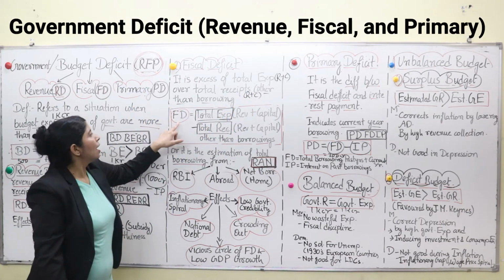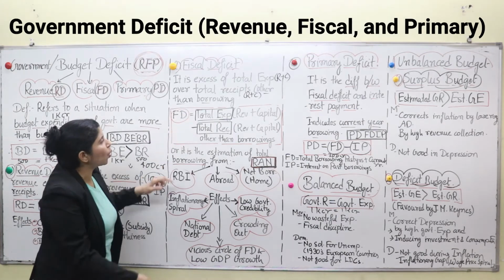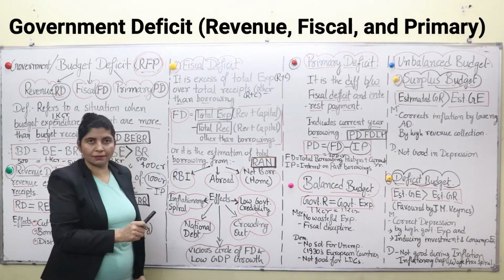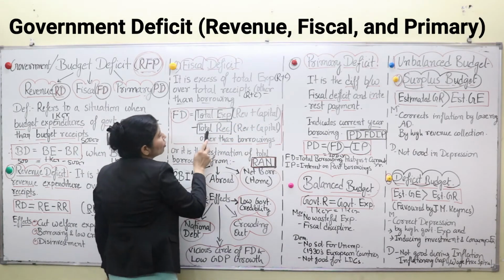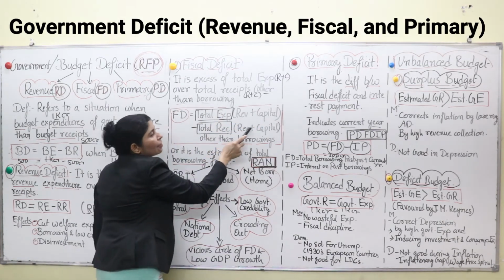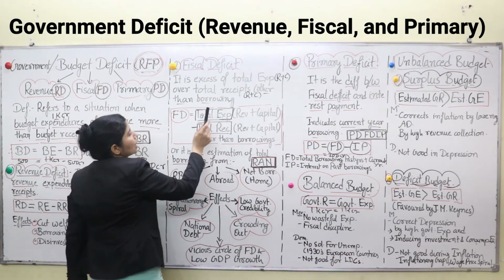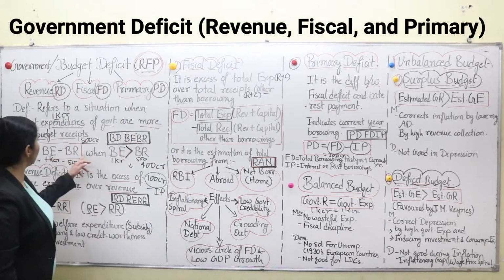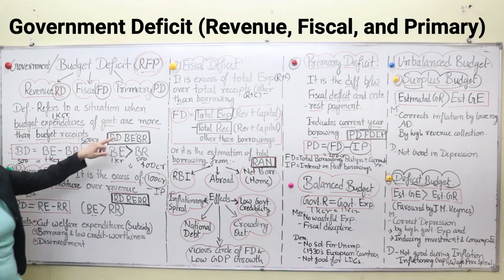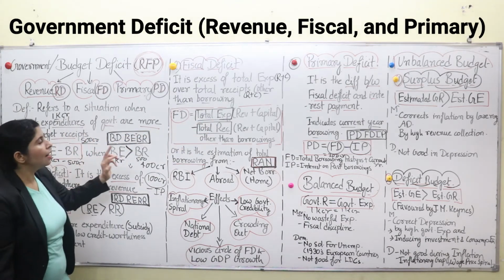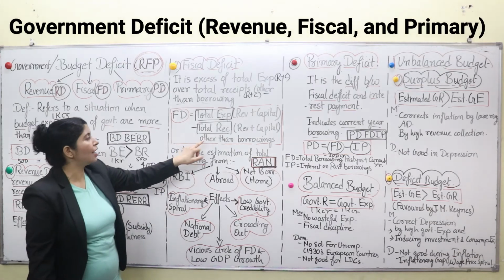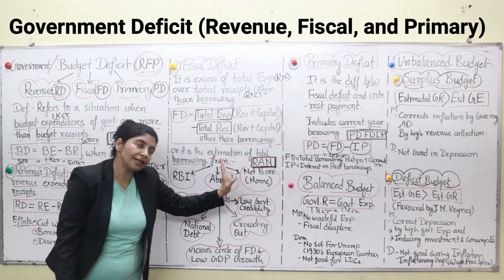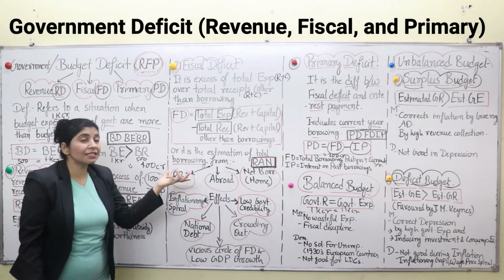Here FD is equal to total expenditure minus total receipts. And what is total expenditure? Revenue plus capital. And what are total receipts? Again, revenue plus capital. Simple formula, expenditure minus receipts. In the same manner, here also expenditure minus receipts, right? You just have to add one point over here, other than borrowings, because it will estimate your borrowings.